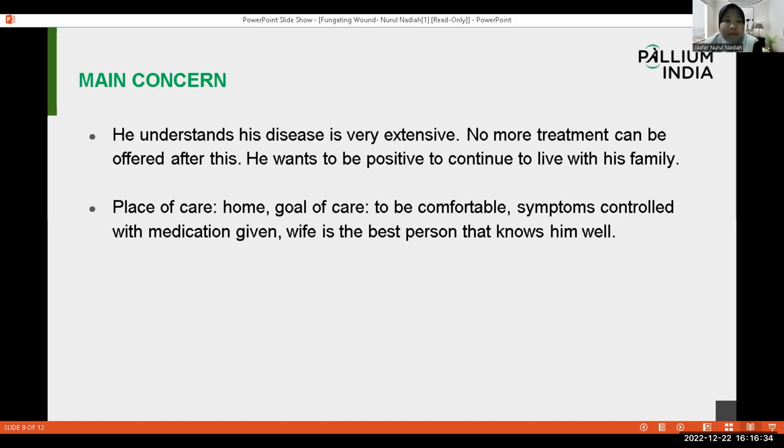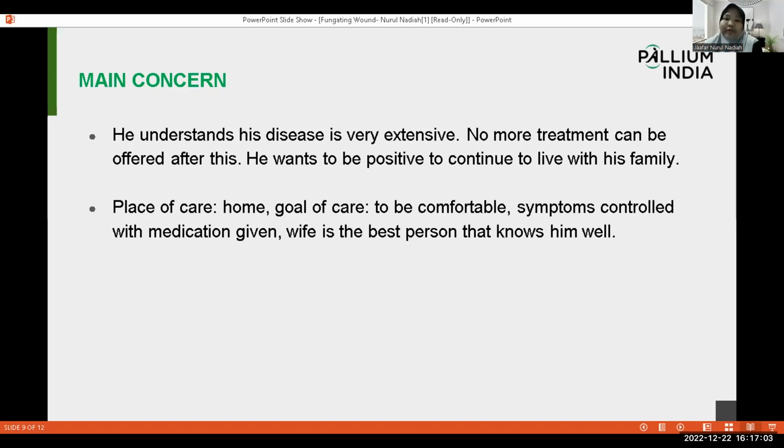Next. His main concern: he understands that his disease is very extensive and no more treatment can be offered to him. So he decided to be at home just to spend quality time with family and to manage the symptoms at home without going back to hospital for any intervention and investigation. He would like us to help with the pain control and the other symptom control at home.